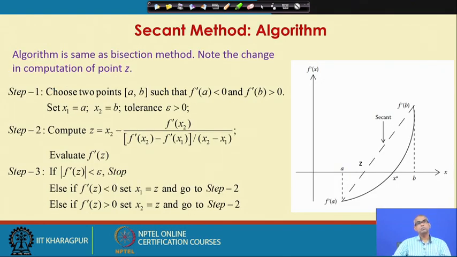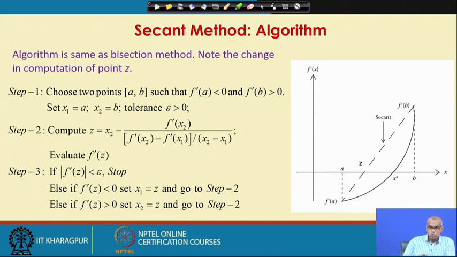So, where is the algorithm? The algorithm is basically the same as the bisection method. The only change is in the computation of point z. In the bisection method, the point z was taken as the midpoint of the interval, but here the point z is where the second line crosses the x axis, and that can be computed from the magnitude of the first derivative at points x 1 and x 2.